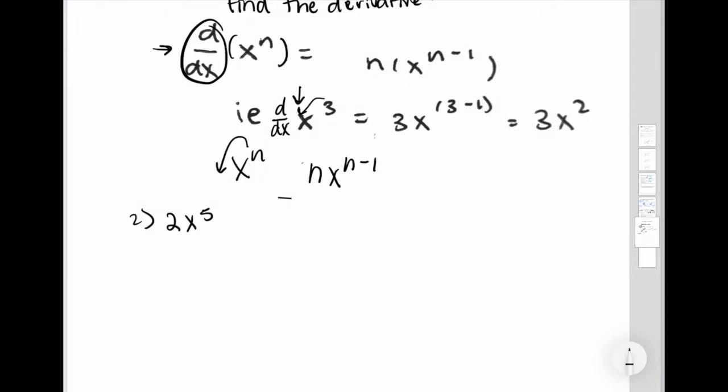So if this is our n, our 5 is our n value, whatever the exponent is, that's your n value, then you would do 2 times 5, because that's n, times x to the 5 minus 1. So you would end up with 10 times x to the power of 4. So I hope that makes some sense.